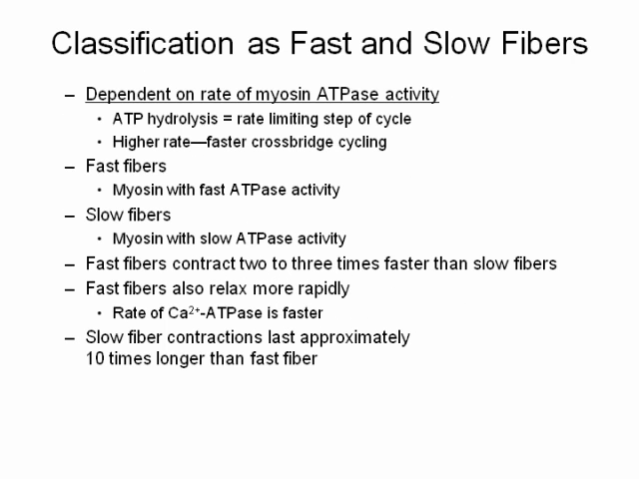Now let's look at the classification of fast and slow fibers. Whether or not it's fast or slow depends upon the rate at which the ATPase in the myosin actually hydrolyzes the ATP. So ATP hydrolysis, or breakdown of ATP, is the rate-limiting step. A higher rate of hydrolysis means faster cross-bridge cycling, which means that it will be a fast-twitch fiber. So fast-twitch fibers have myosin with a fast ATPase activity. Slow fibers have myosin with a slow ATPase activity. Fast fibers contract 2 to 3 times faster than slow fibers.